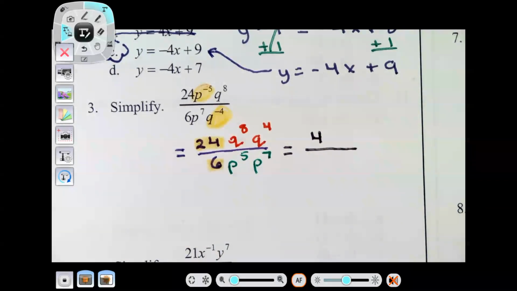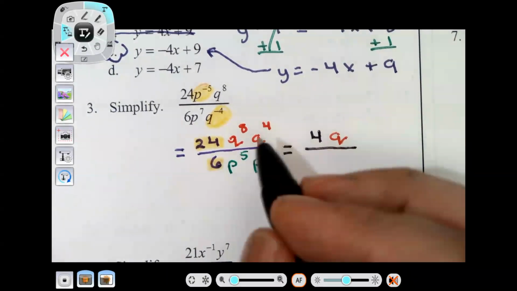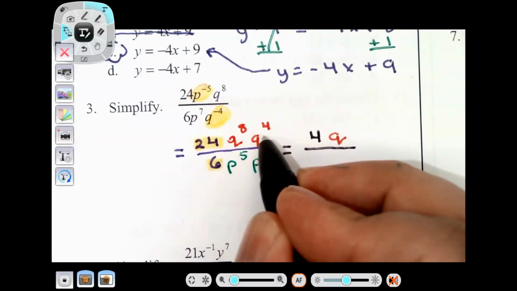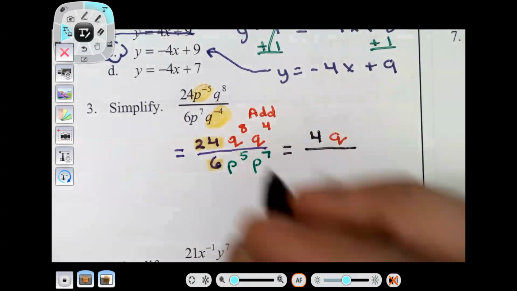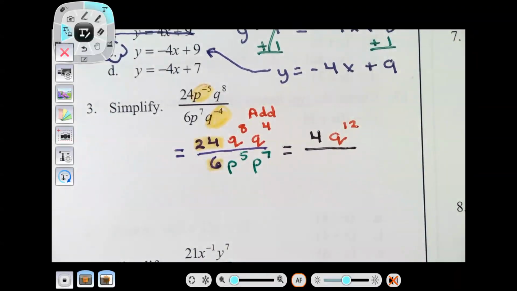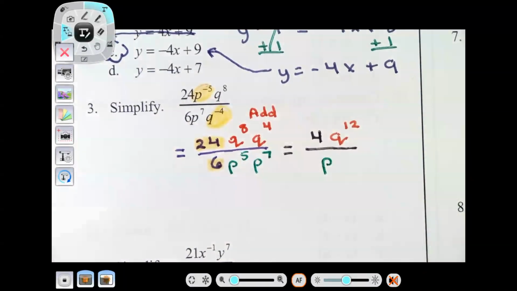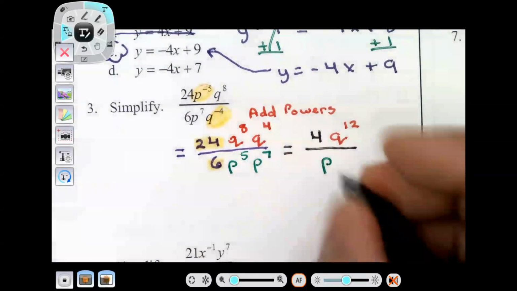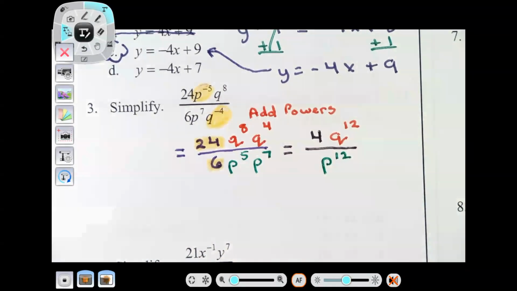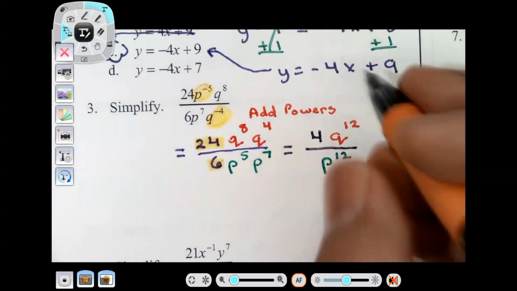Now I'm going to handle the letter Q. Well, all the Q's are on top, but I'm only going to write one of them. What we need to remember is, what do I do with my powers here? Because there are 2 Q's, we're going to add our powers. So 8 plus 4 is just 12. Now let's look at the letter P. They're also both at the bottom, so let me write it down there. And again, I'm going to add my powers. So 5 plus 7 is also 12. But then that's it. I can't do anything with these two. They're completely different letters, which means there's my answer.